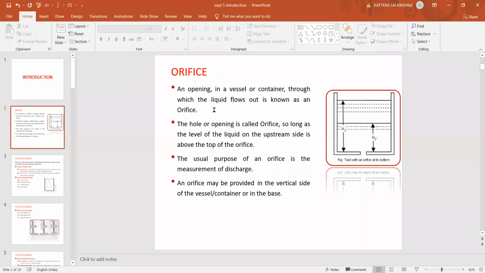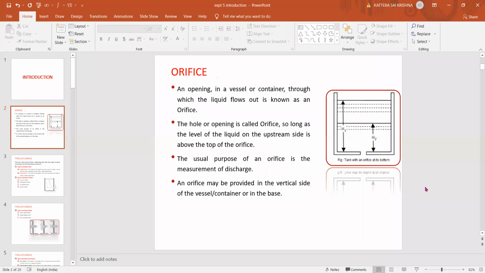Now we'll take a small introduction. The hole or opening is called an orifice. It may be a hole or just an opening in the tank. As long as the level of liquid on the upstream side is above the top of the orifice, that is, until the water is above the orifice hole, water can come out. That is the meaning here.